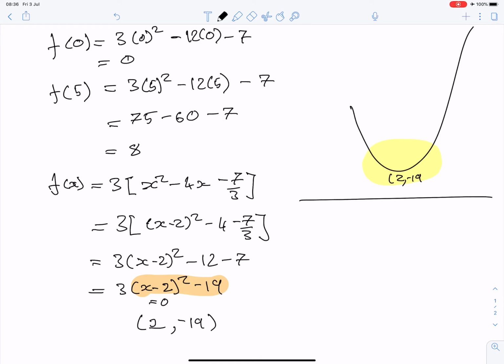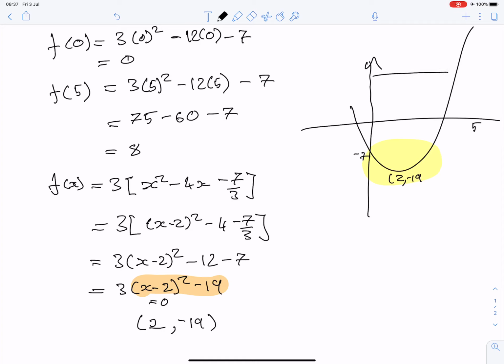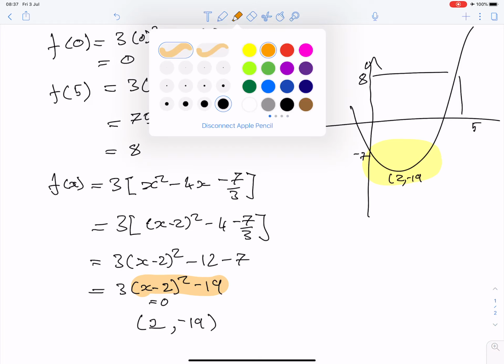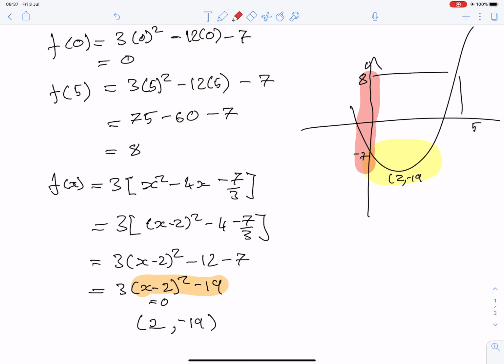If we add these on, at 0, we had, whoops, I've put the x-axis in the wrong place. The x-axis should be above here, shouldn't it? So when x is 0, we've got minus 7. And when x is 5, we've got plus 8. So our range goes from 8 down to the minus 19.